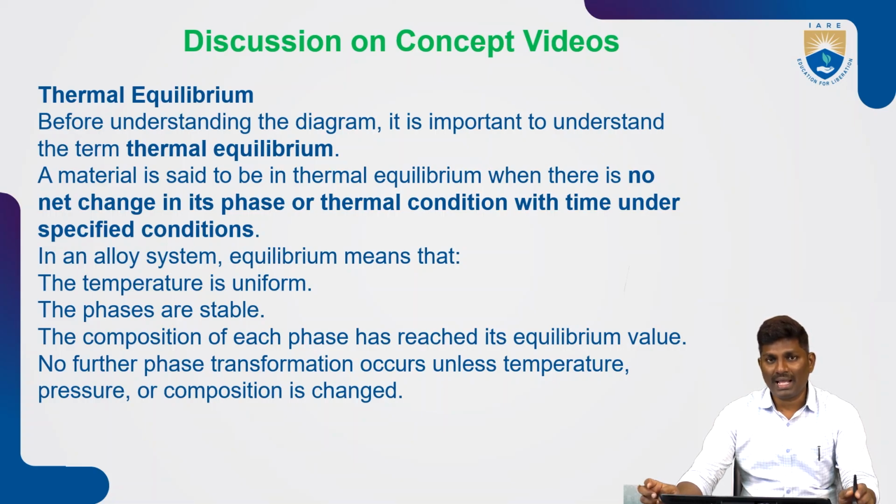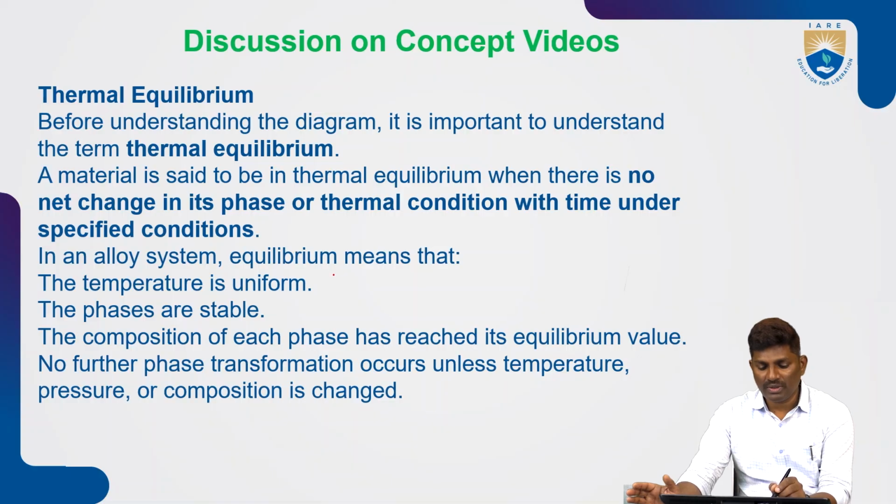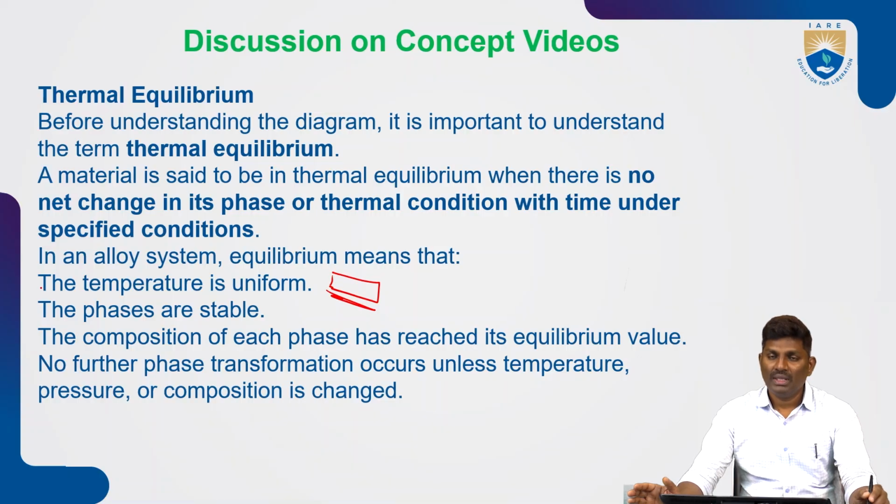So depending upon the time, if the metal is not being varied, though it is subjected to heat treatment, then that type of system is called a thermal equilibrium material. And in an alloying system, equilibrium is nothing but the temperature is uniform. So at any point in the system if you observe, at every point the temperature is the same. So that is called the equilibrium thing. And phases are stable, of course.